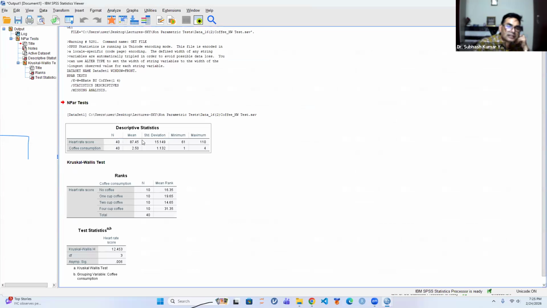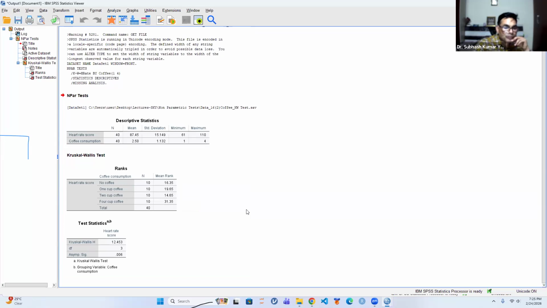So here you can see these are the descriptive statistics, and these are the ranks, that 10 persons are there, and these are their mean ranks: 16.5, 19.6, 16.3, 19.6, 14.6, and 31.3. So you can have an idea from this mean rank that the null hypothesis is going to be rejected. Here the p-value is very much less than 0.05. It means caffeine consumption is responsible for increasing the heart rate, because the median is not the same for all the groups, all four groups.